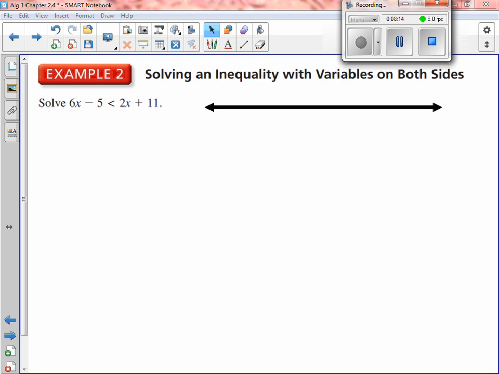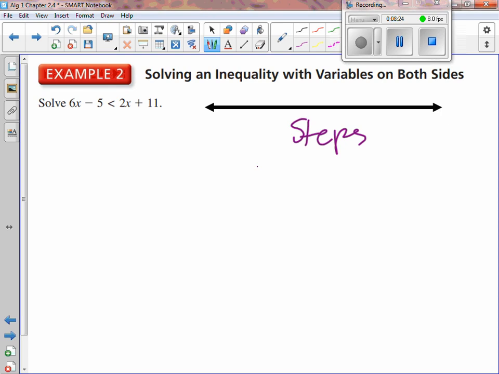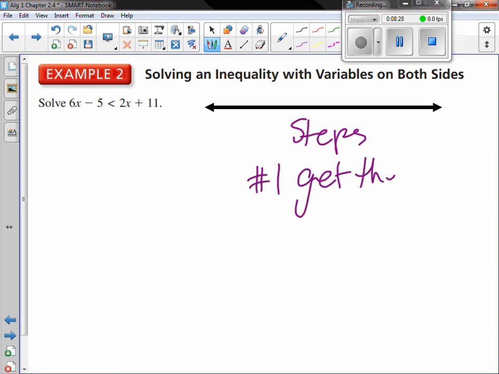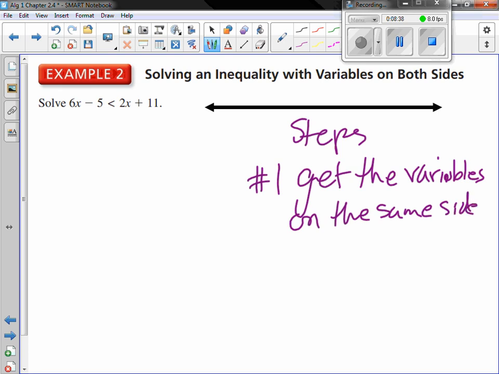Comfortable with the ones with variable on one side. So we're going to look at these here, variables on 2 sides. Now, what we need to do first, step number 1, is we need to get the variables on the same side.